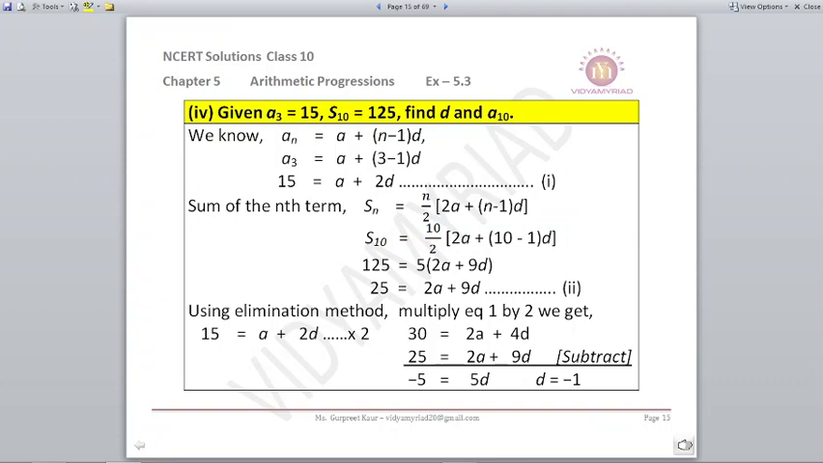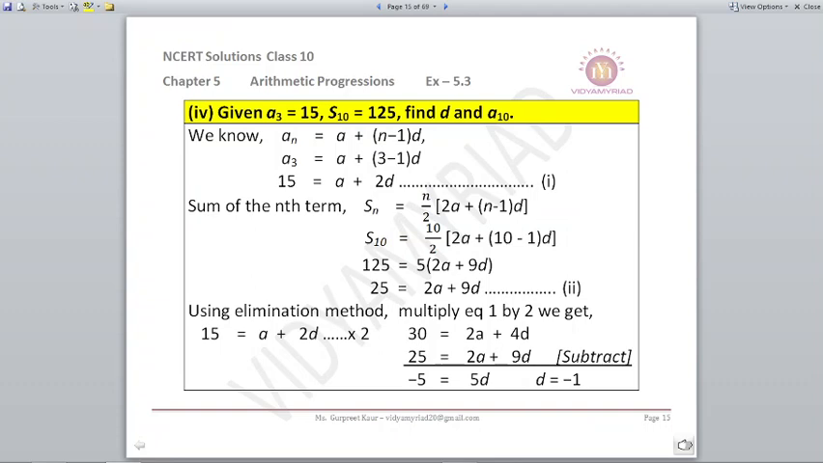Now they have also given us S10. S10 will be equal to n upon 2 into 2a plus n minus 1 d. We will use this formula because we don't know the last term or nth term. So S10 is equal to 10 upon 2 into 2a plus 9d. What is a and what is d? We will see afterwards. S10 is given to us as 125. We can divide it by 5.